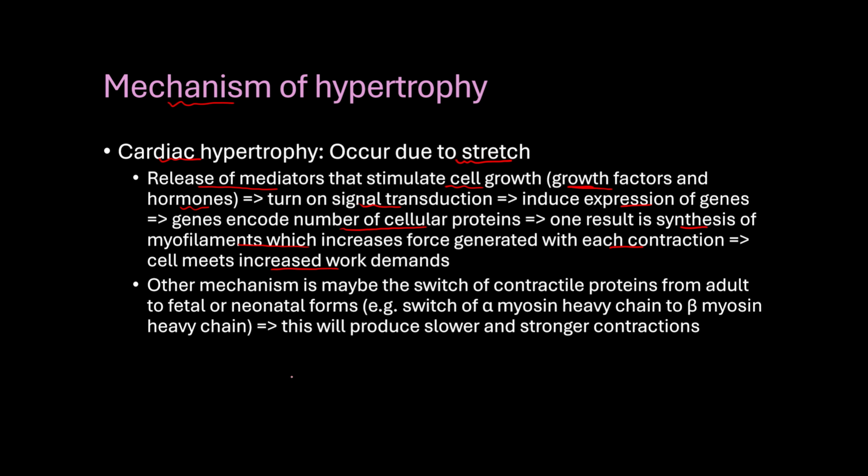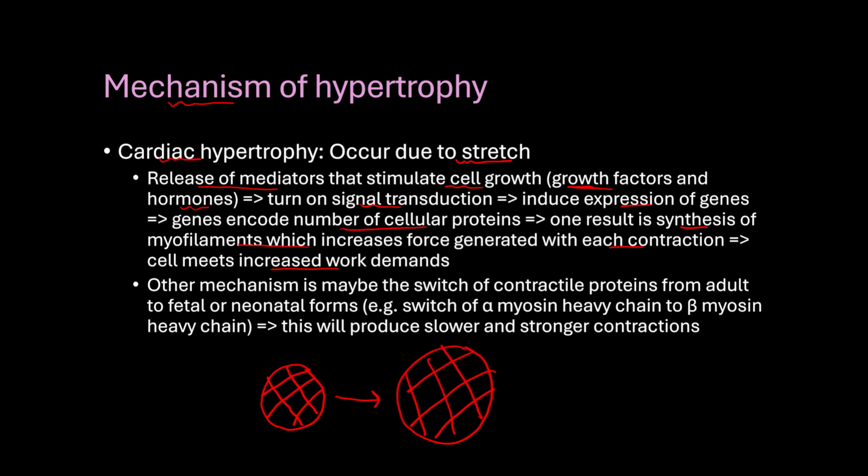All cells have a cytoskeleton. For example, if we have this cell here, it has a cytoskeleton that will give the cell its shape and keep it together. So for the cell to undergo hypertrophy, the cytoskeleton also has to become bigger for it to work. And one of the contents of the cytoskeleton is the myofilaments.